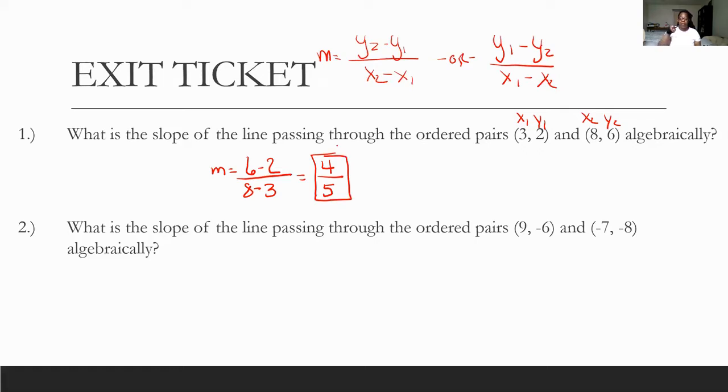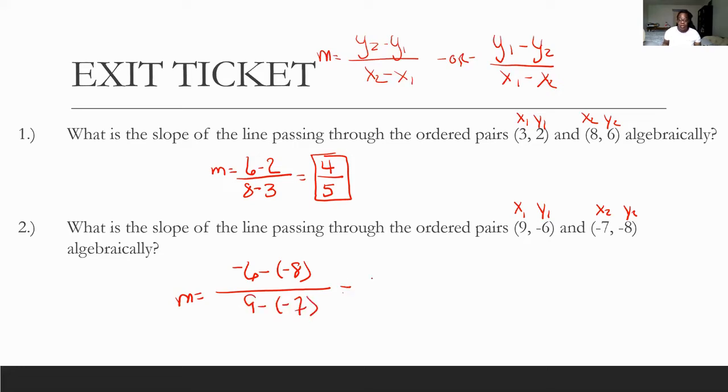Meaning I'm going to start at my y-intercept or my origin, wherever it may be, and I'm going to go up 4 and to the right 5 to make my next point. For the next one, I'm going to use the other formula, y1 minus y2. Since (9, -6) is my first point, that's going to be my x1 and my y1. And (-7, -8) is going to be my x sub 2 and my y sub 2. So I'm going to go from y1, which is negative 6, minus my y2, which is negative 8, over my x1, which is 9, minus my negative 7.